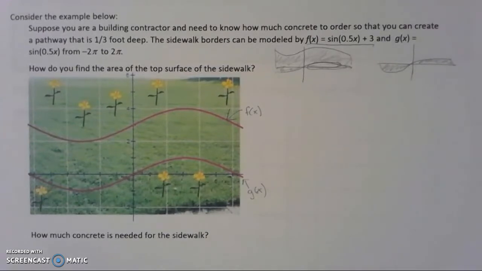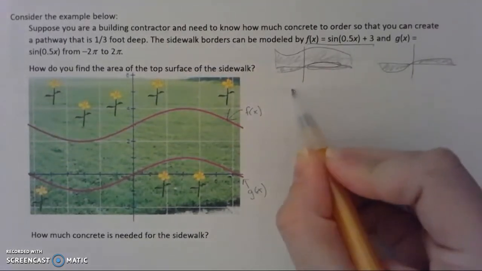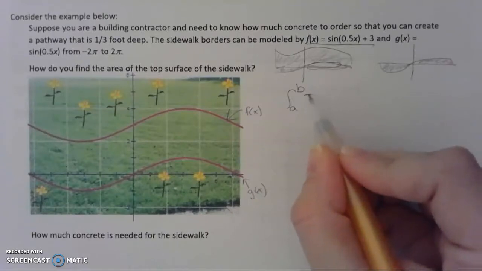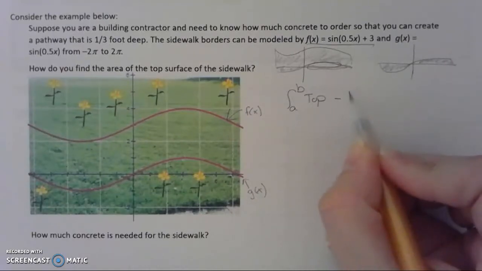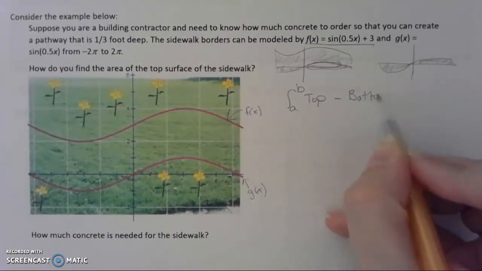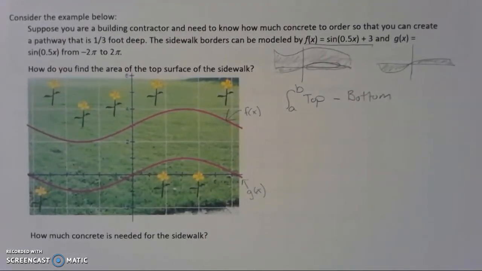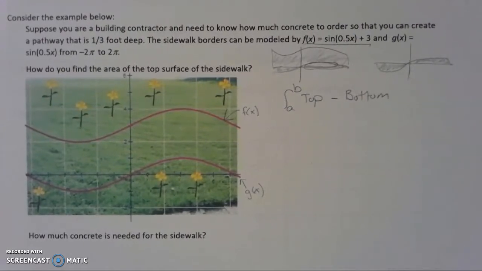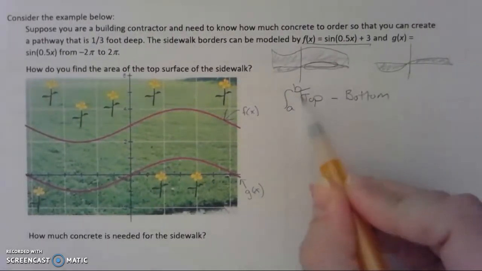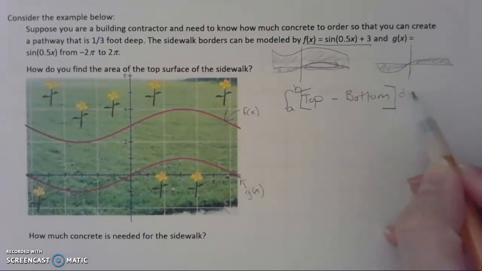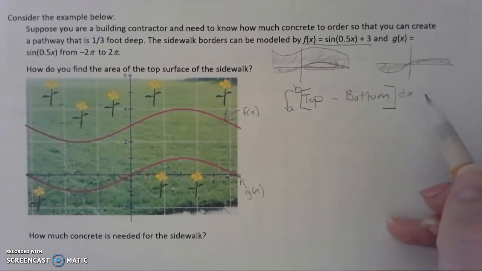So we're going to need the integral from a to b of our top function minus our bottom function. And we're going to see throughout this that this is the common pattern when we're talking about the area between two curves. We're going to do the integral of the top function minus the bottom function, and this is all with respect to our variable, which is usually x.